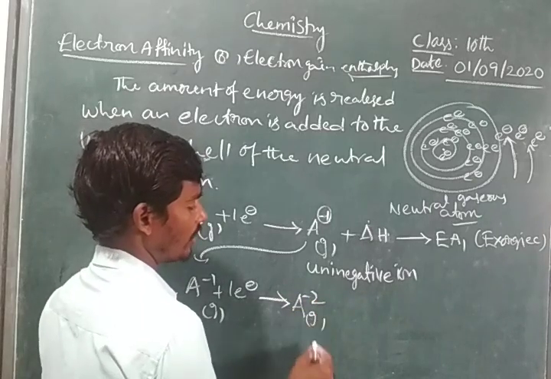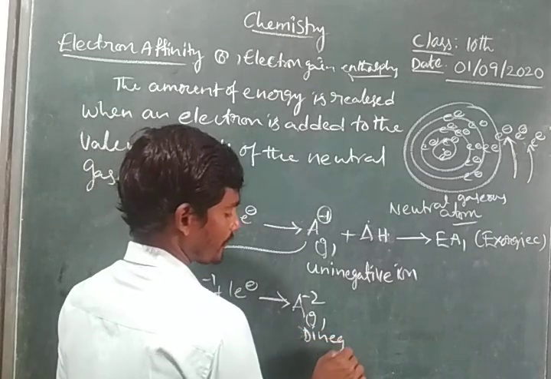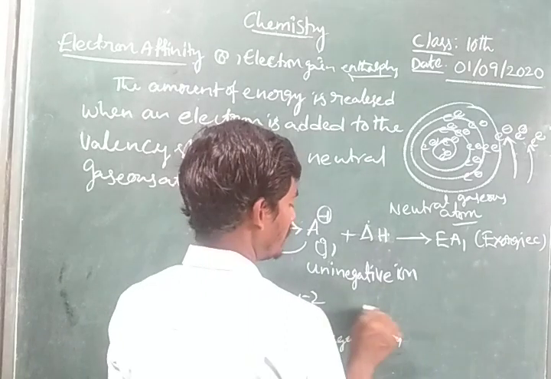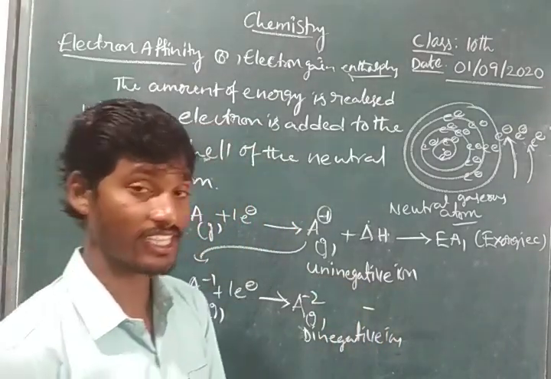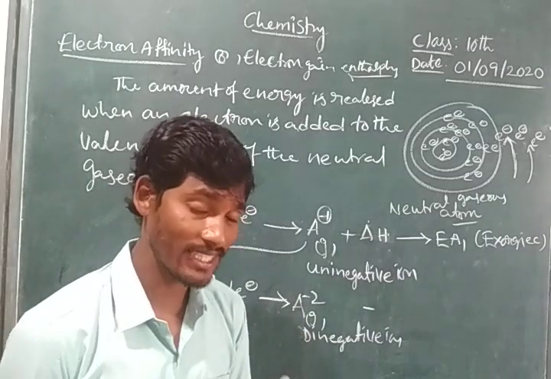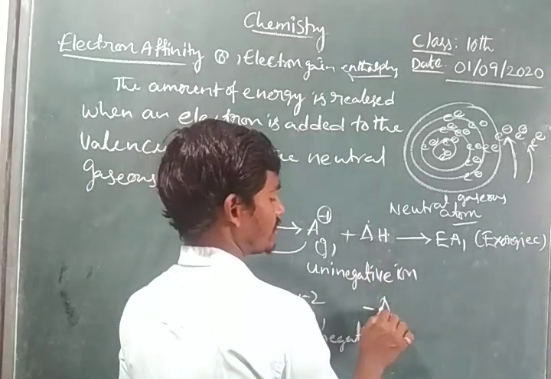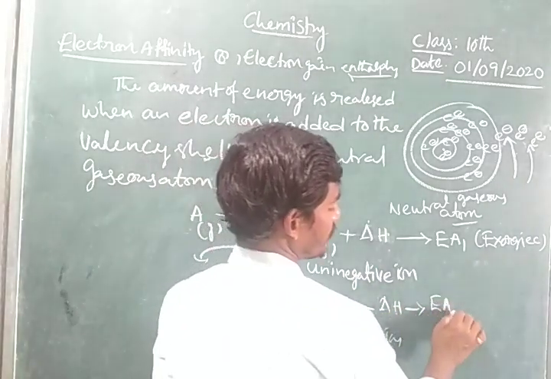This charge we consider as a di-negative ion. What's the name? Di-negative ion. From here onwards, some energy is released, but the released energy is lesser than the energy we give. That's why we consider it as a negative energy, which is EA2.